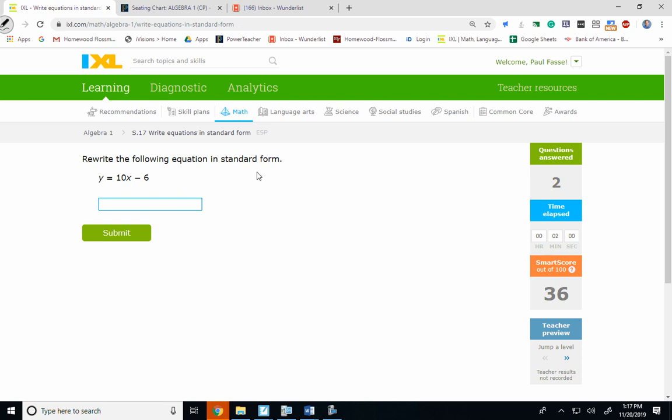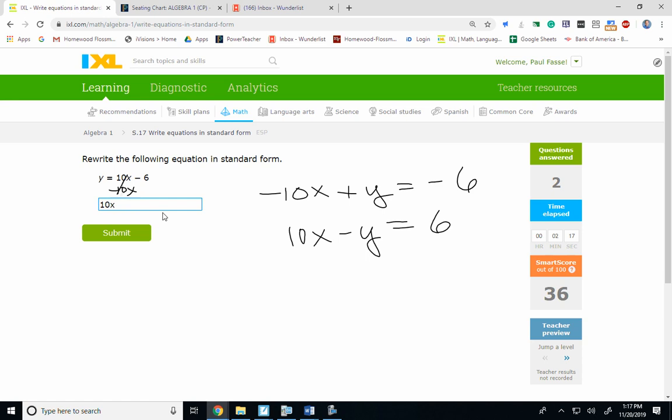So I'm going to move that 10x over, so I'm going to subtract 10x, and that will give us negative 10x plus y equals negative 6. Once again, divide by a negative to get that first term positive, and then each term has to switch signs. Whatever sign it is, you just switch it. If it's negative, you make it positive. If it's positive, you make it negative. So 10x minus y equals 6. Hit enter.